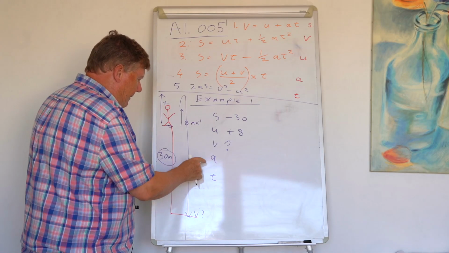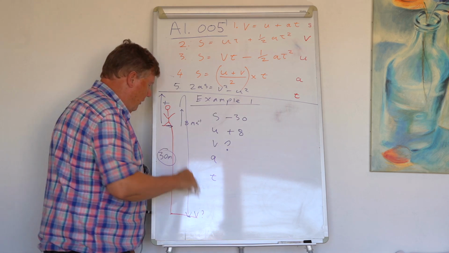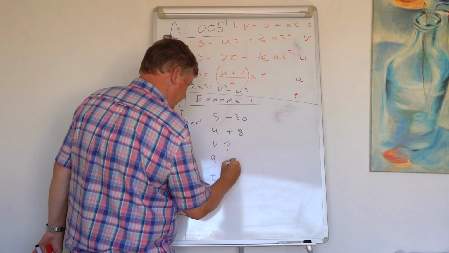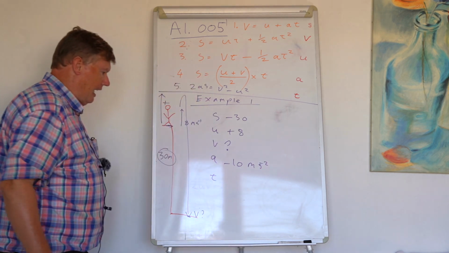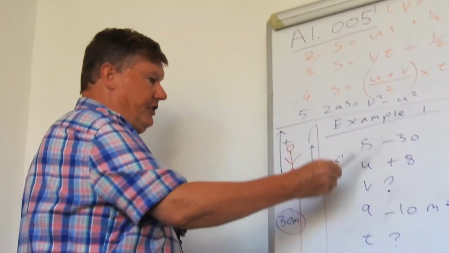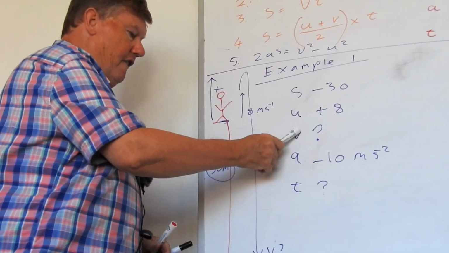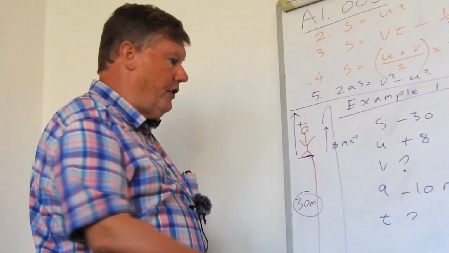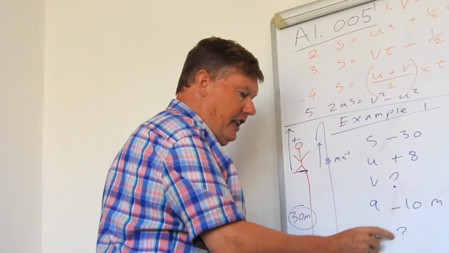So think about the acceleration. The acceleration is downwards, so it's minus 10 meters per second. And time, we don't know. I've now got 3 things, S, U, and A. And I am missing V and T, and I want V. The one I don't need is T.